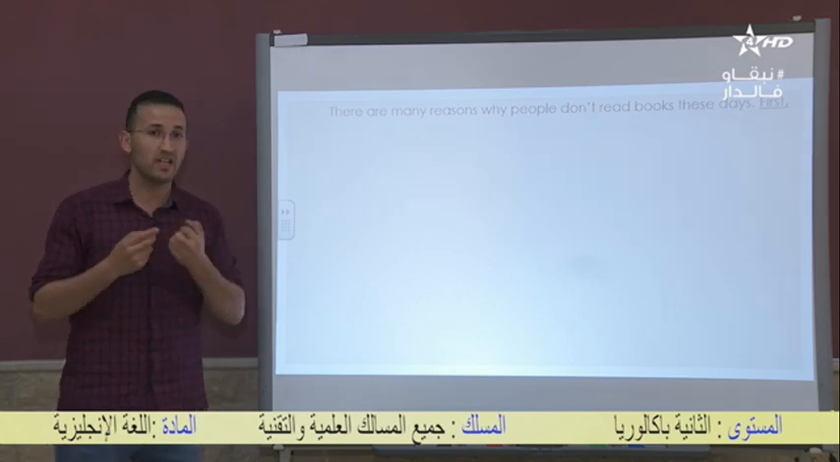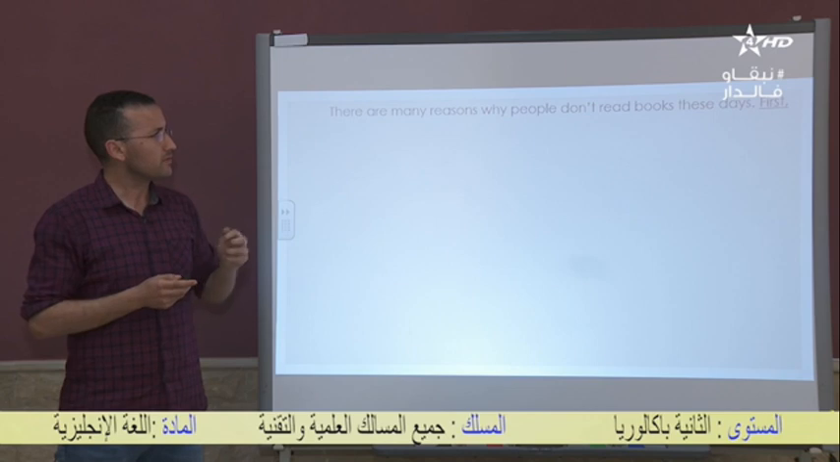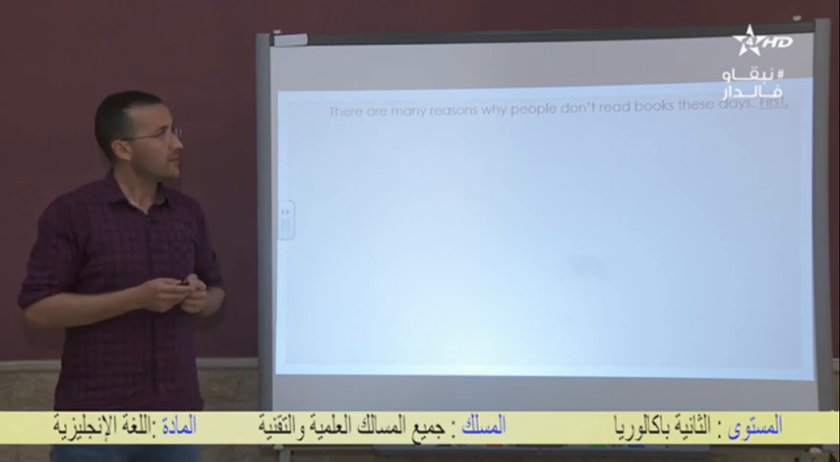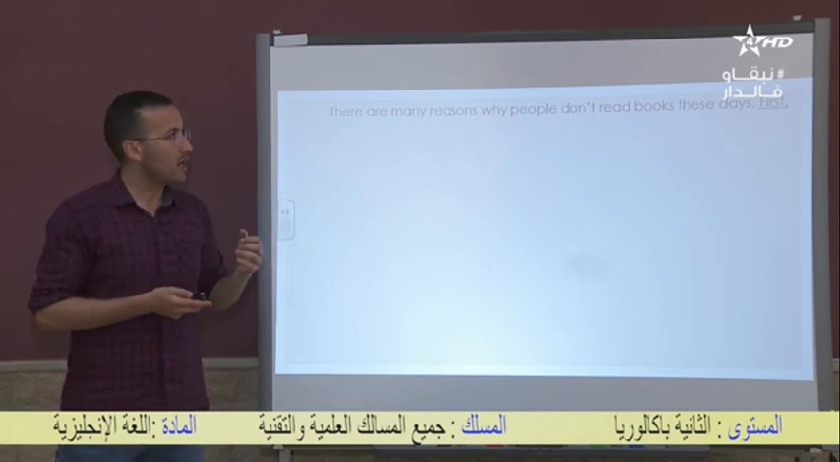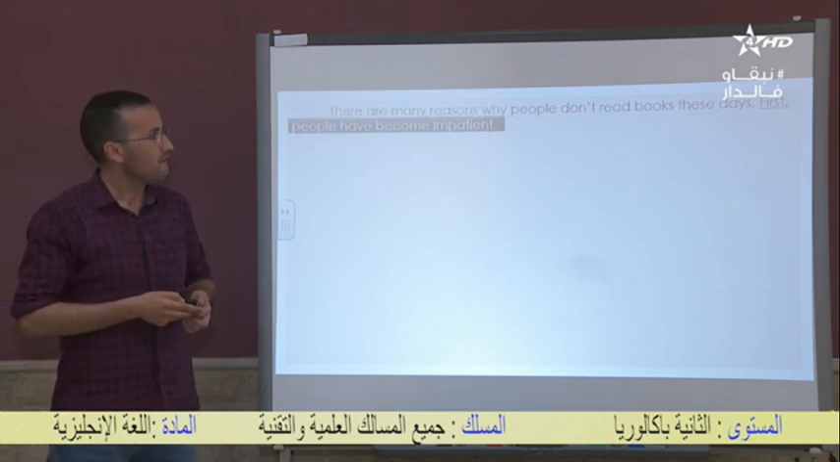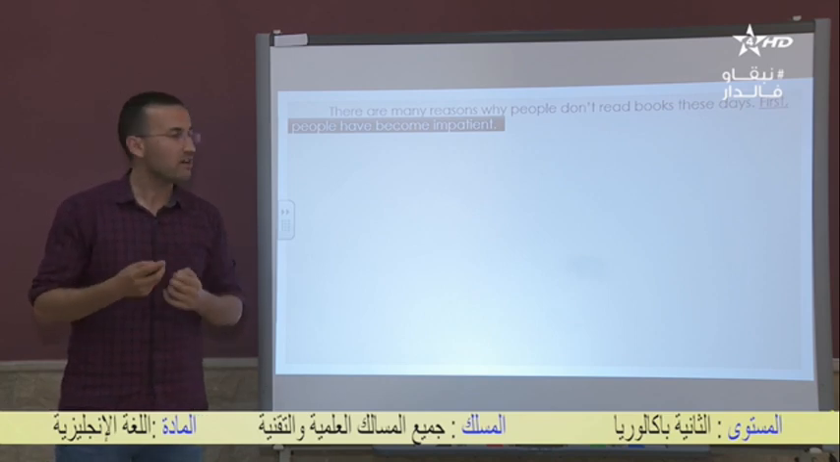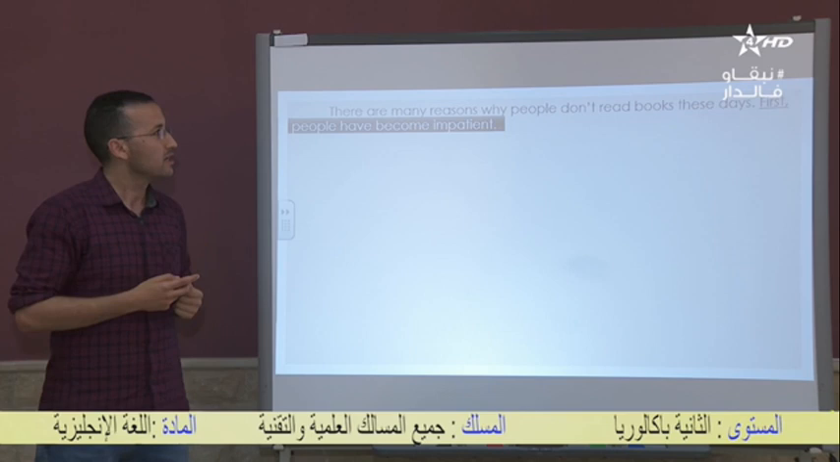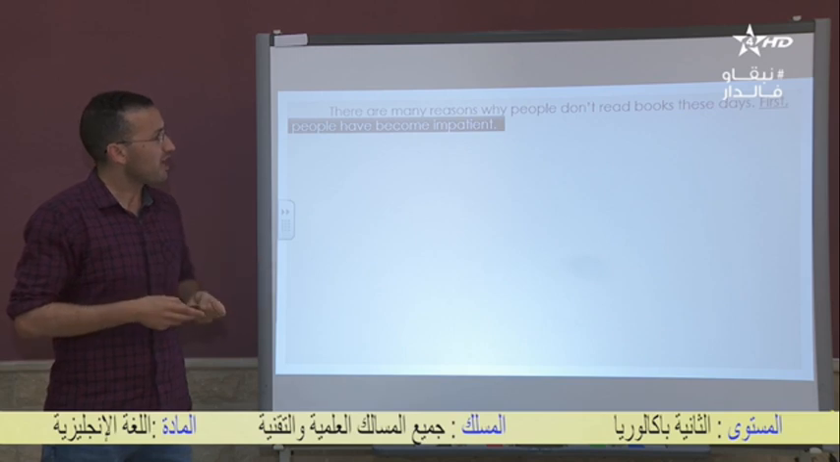Okay, remember that a topic sentence is what we call the governing idea of a paragraph. So now we have our topic sentence. Next, what we need is to work on this topic sentence by giving supporting sentences. So, first, people have become impatient. And remember, when I gave you the clues, I told you that people are impatient. They cannot stay in one place, and they rather use their electronic gadgets. So people have become impatient.